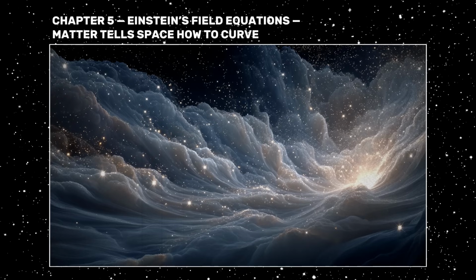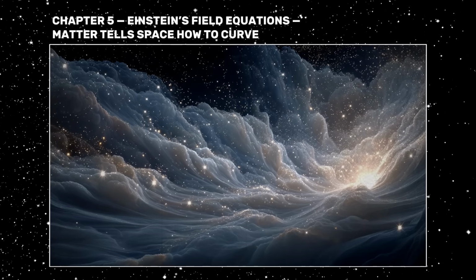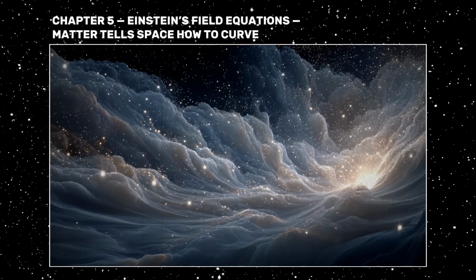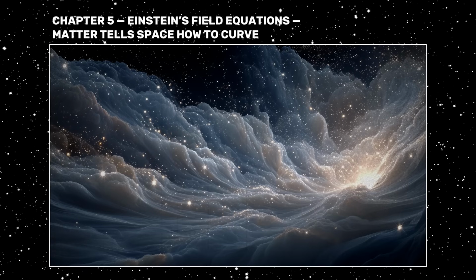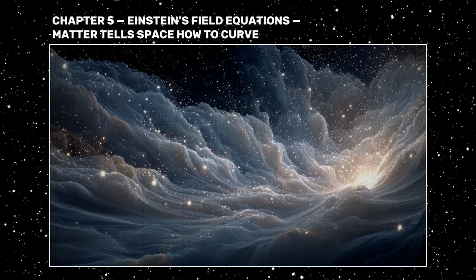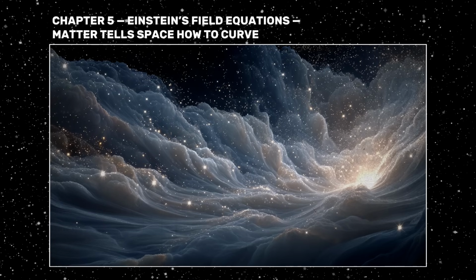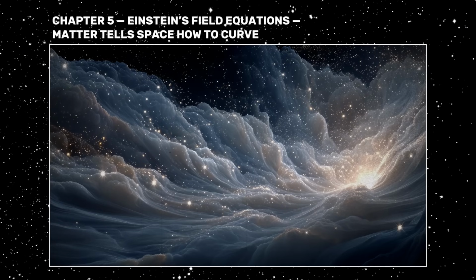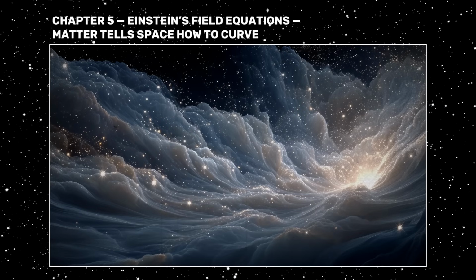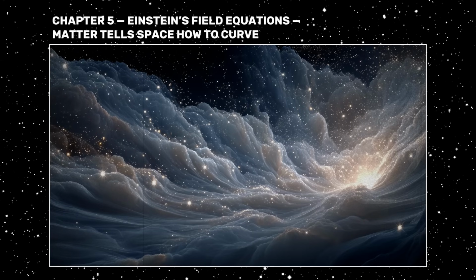The Einstein field equations are compact in notation, yet vast in implication. They state, in essence, that the geometry of spacetime is determined by the matter and energy within it. The phrase Einstein himself used was poetic. Matter tells space how to curve, and space tells matter how to move. In other words, the distribution of mass and energy shapes the geometry, and that geometry dictates the paths of particles and light. It is a self-consistent system where matter and geometry are inseparably linked.